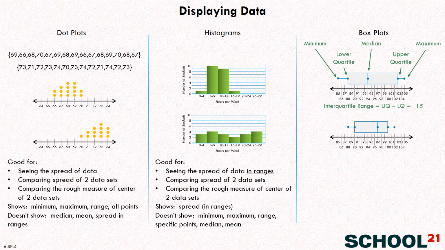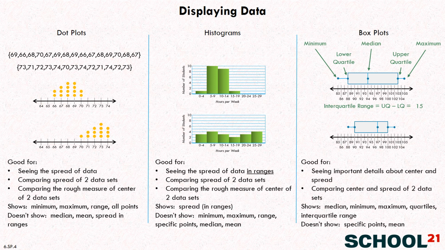Let's look at another example here. Here's a different box plot with some different values that show you different things like a different median and a different interquartile range, etc. So box plots are really good for seeing the really important details about center and spread. You get to see the median right away. You get to see the interquartile range, the difference between the bottom of the box and the top of the box right away. And it's good to compare the center and the spread of two data sets.